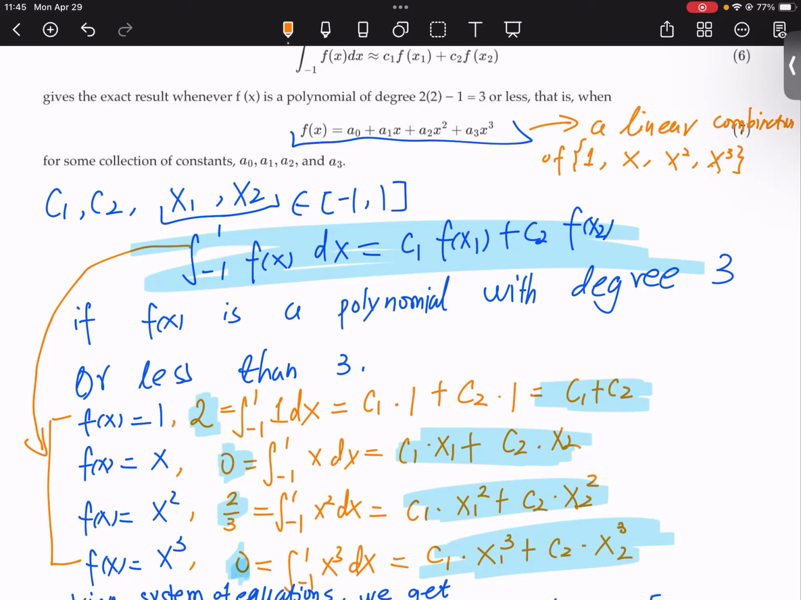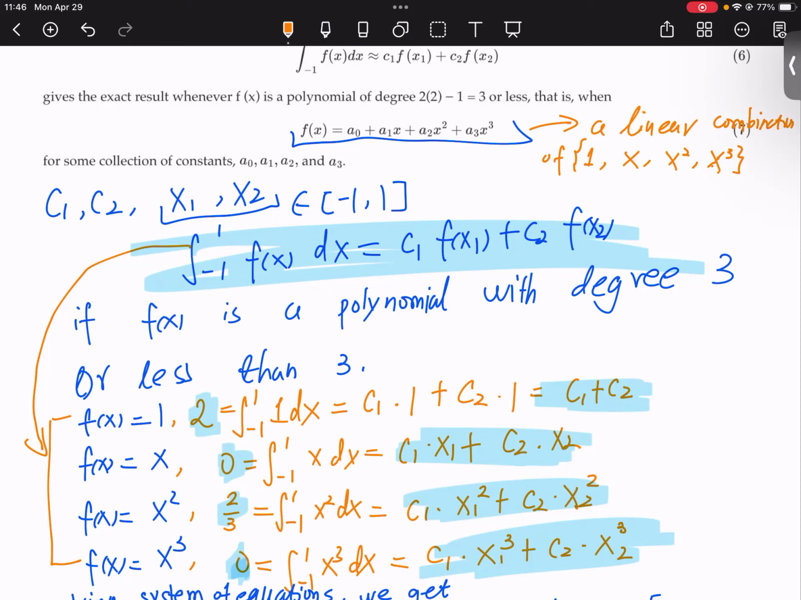And how do I do the plug in here? For the left-hand side, I'll just plug in the 1 here, and then do the integration. The same thing happens for the second case, third case, and the fourth case. I just plug in the f(x), do the integration, and then I get the value.